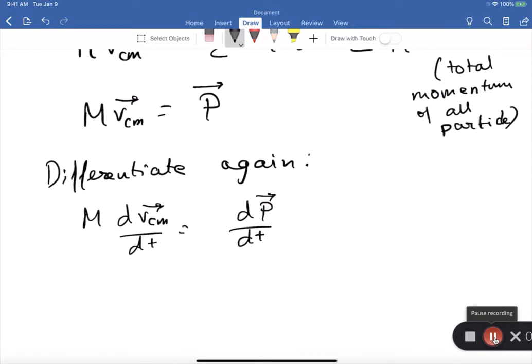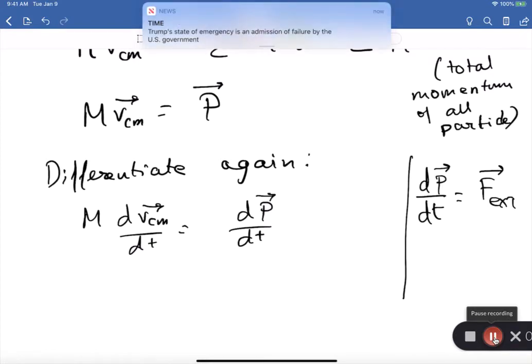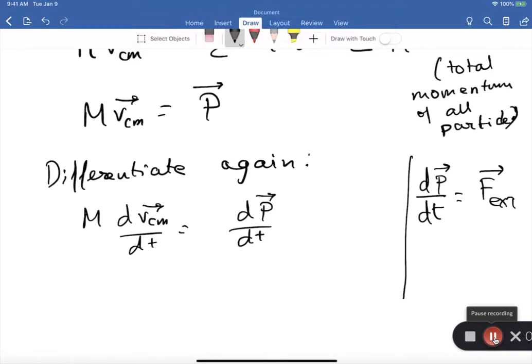Now, this dP/dt is something we had learned earlier in this chapter. We had seen that dP/dt is just equal to F external. So we had proved that if you have a system of particles, the derivative of the total momentum of the system is equal to F external. And in fact, this is the equation from which we derive conservation of momentum. So if F external is equal to 0, then dP/dt is equal to 0 and P is constant, or the total momentum of the system is constant. So this is an equation that we are familiar with.